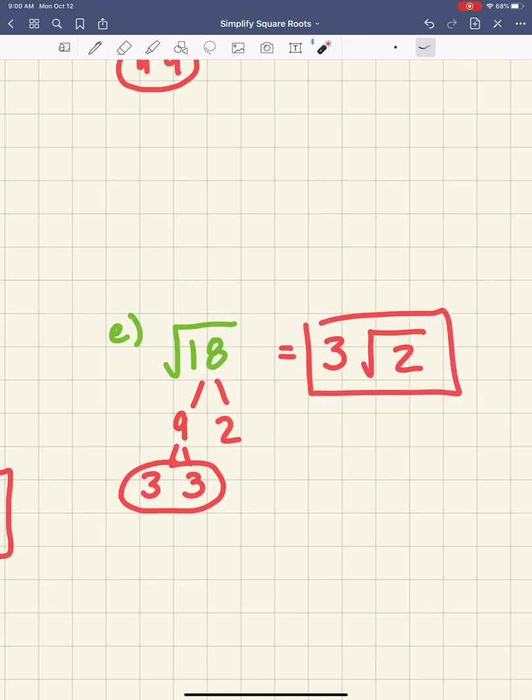Once again, notice I don't care about the 9 anymore because I broke it down into 3 and 3, so it's already accounted for. Okay, that's the mini lesson on simplifying square roots.